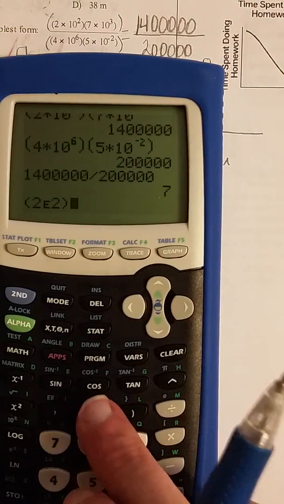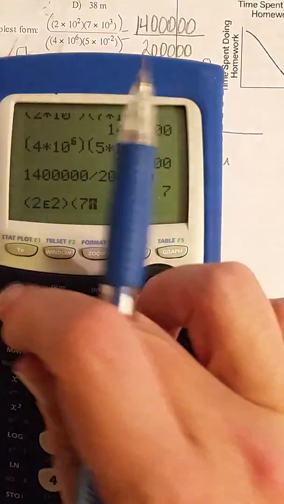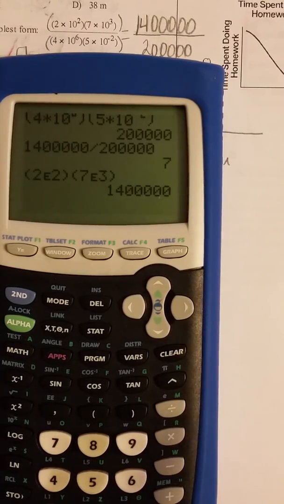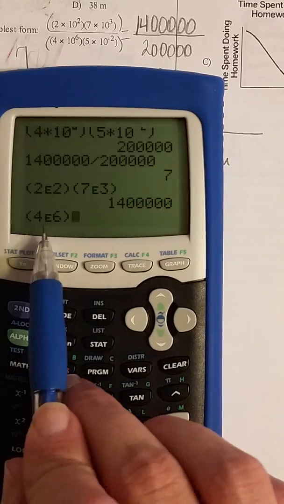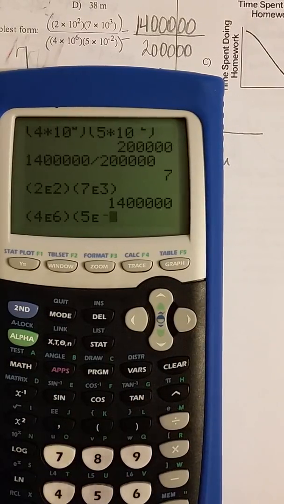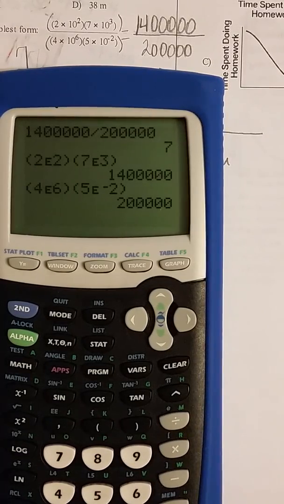Close parentheses, open parentheses, 7, and instead of putting times 10 raised to the, I'm going to hit second and that comma button again, and just put in a 3. Close it. Notice on top, I still get that same answer. Makes it a little easier if I'm trying to do the whole problem at once. I could do the same thing with the stuff on bottom. Open parentheses, 4E6, which means 4 times 10 raised to the 6th, and then multiply that by 5E negative 2, close parentheses. Notice once again, I get my 200,000, and I could divide those.